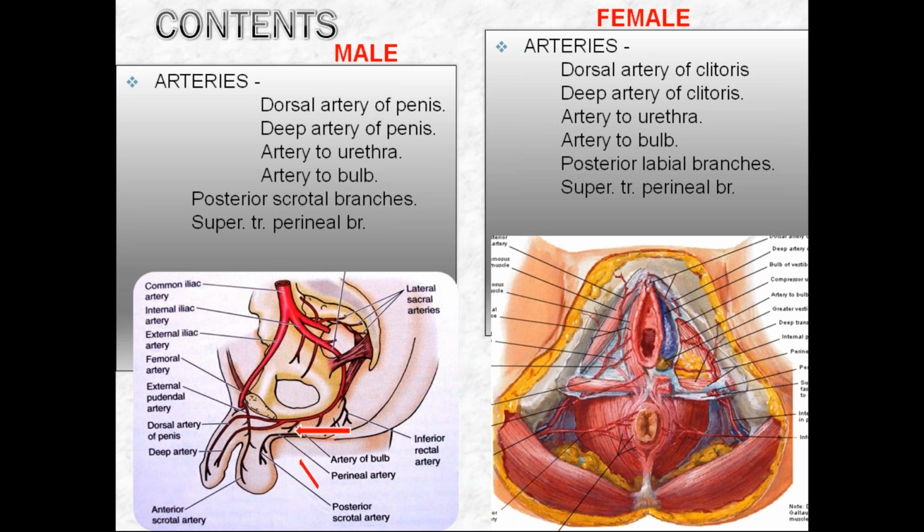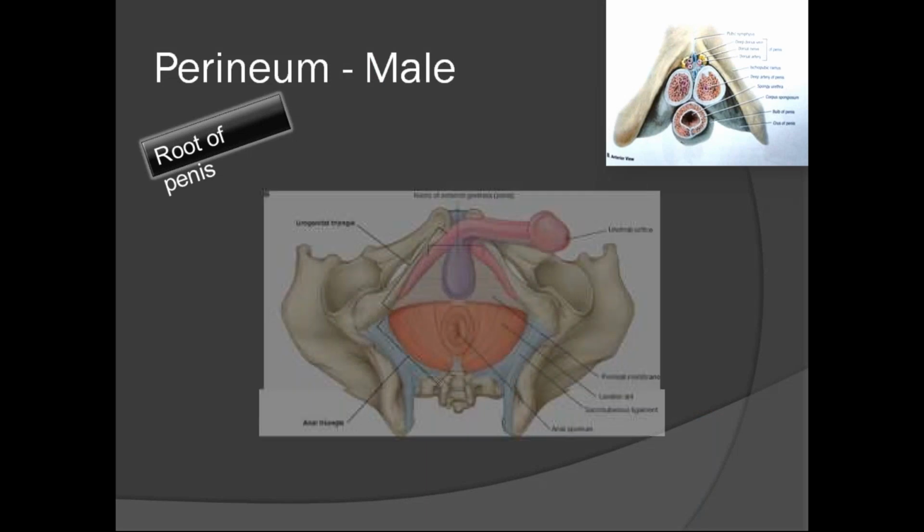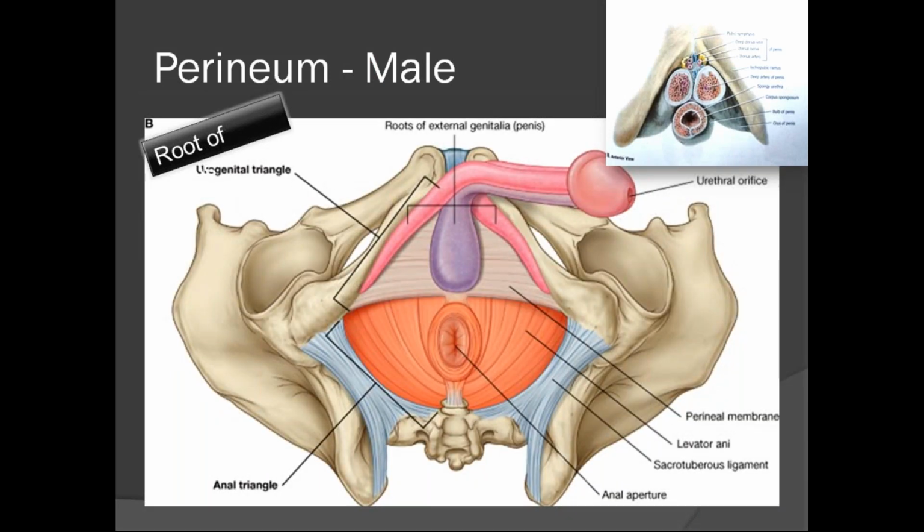So artery to the bulb, posterior scrotal, dorsal artery of the penis, deep artery of the penis. You can see the perineum contents here in case of male. Here the root of the penis and the bulb of the penis. Here the root is covered by this, the bulb of the penis.